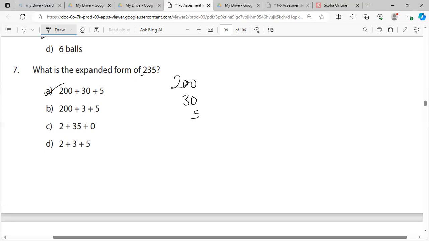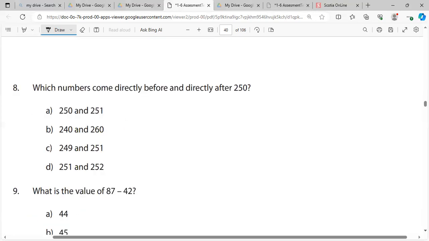Let's move on to number 8. Which numbers come directly before and directly after 250? Alright, so they want the before and the after. So think about 250. It's like 250 would be in the middle. So they want which number comes before and after. So this would be 249, 250, then 251. So that would be our answer C. Guys, you just have to read the questions, interpret it, and answer.